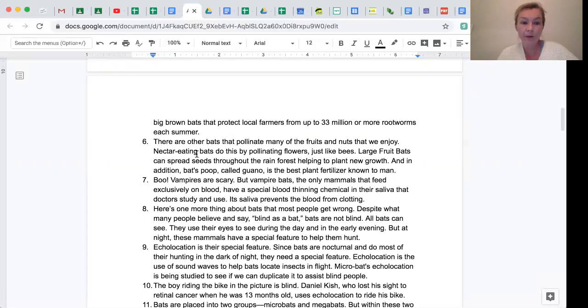Boo! Vampires are scary. But vampire bats, the only mammals that feed exclusively on blood, have a special blood-thinning chemical in their saliva that doctors study and use. Its saliva prevents the blood from clotting.